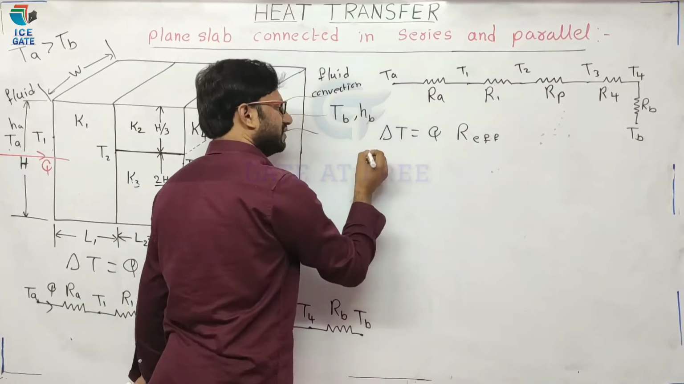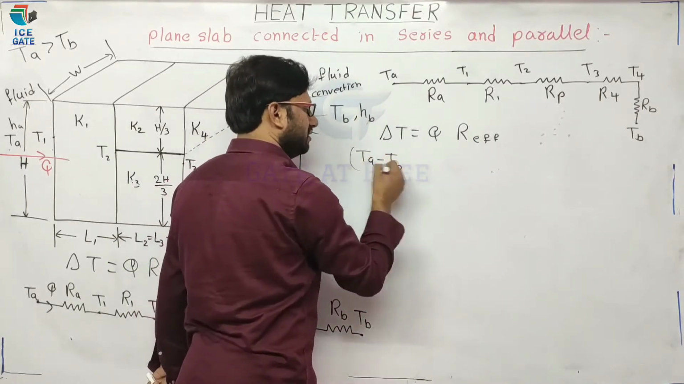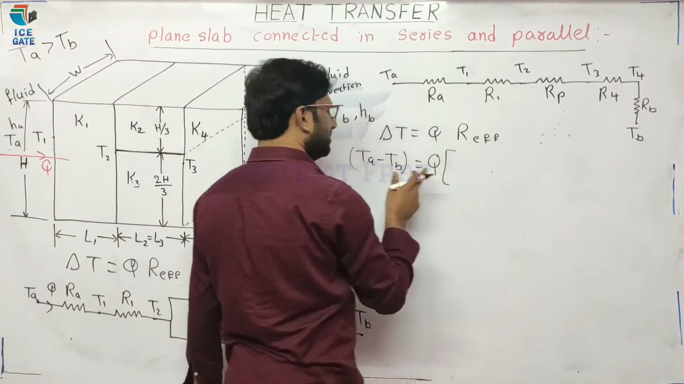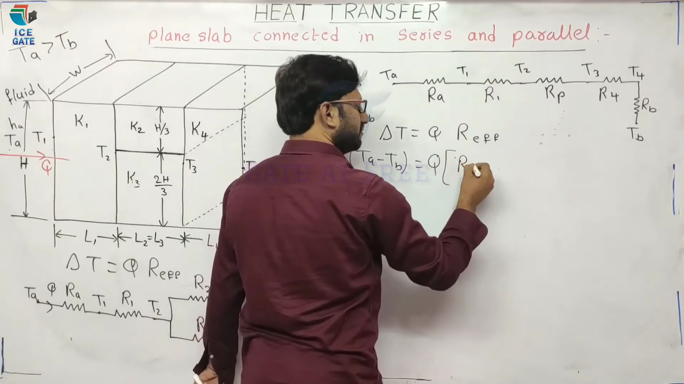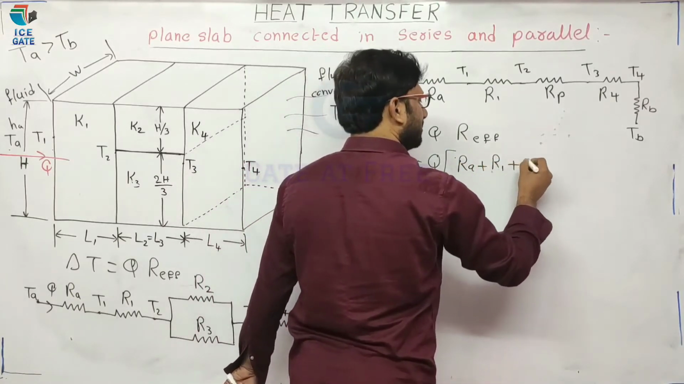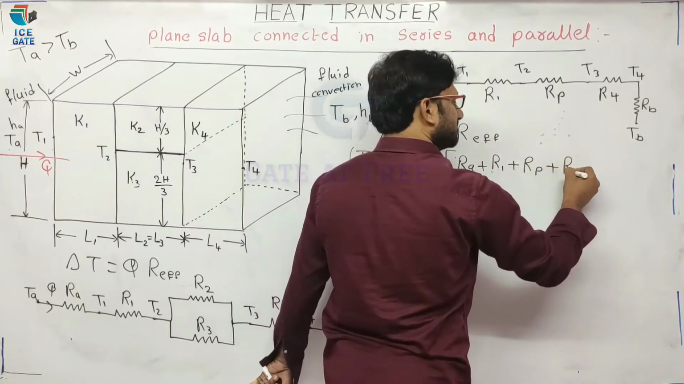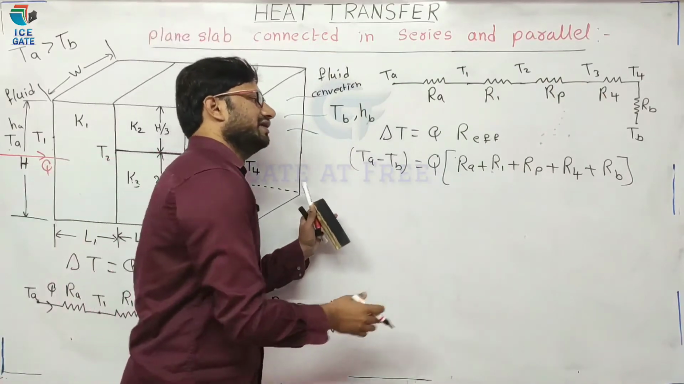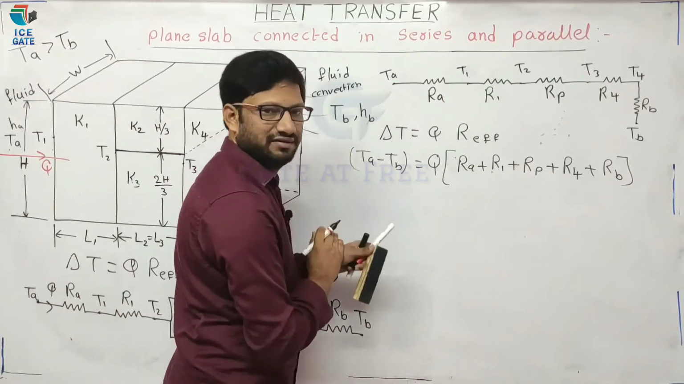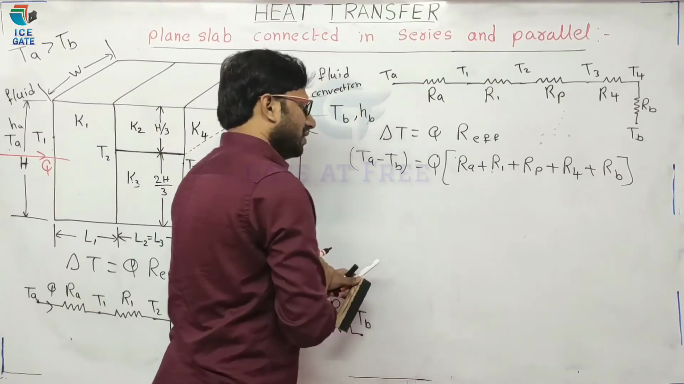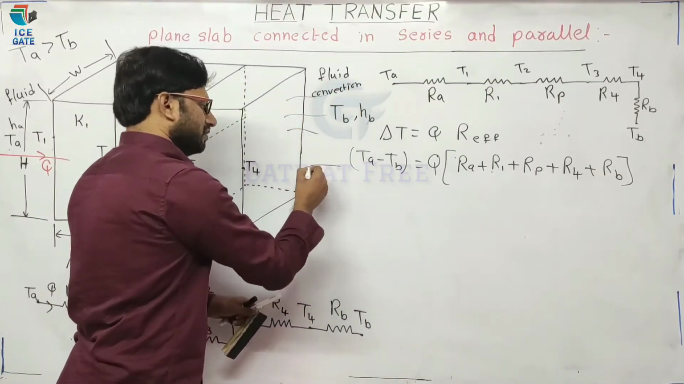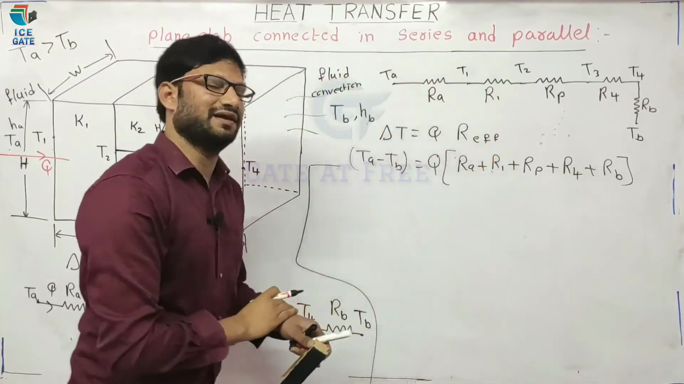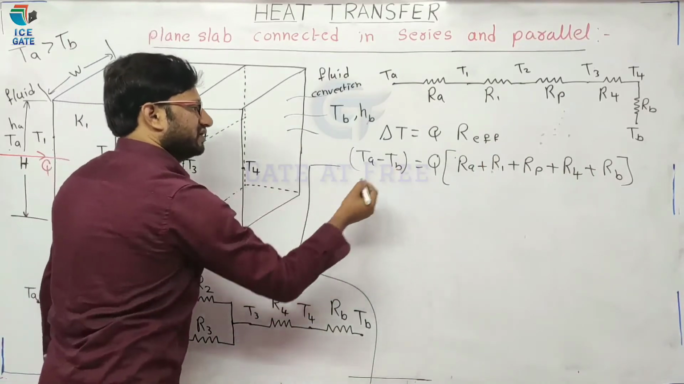QR. Therefore, what is the delta T here? TA minus TB is equal to Q into, now what are the resistances in between TA to TB? RA plus R1 plus RP plus R4 plus RB. Okay, now we have to take the resistances in between TA to TB. Hope you understood. Now we will see the equations for RA, R1, RP, R4 and RB separately. Right. First RA.